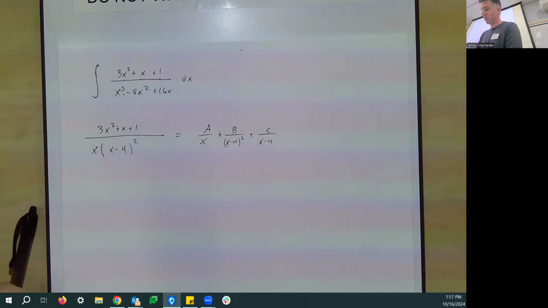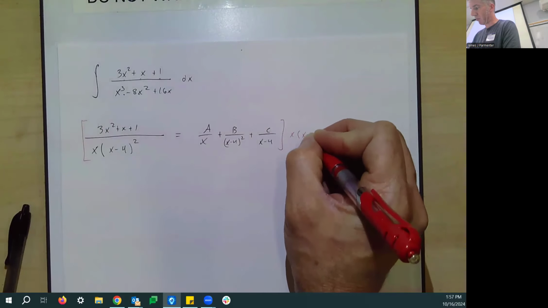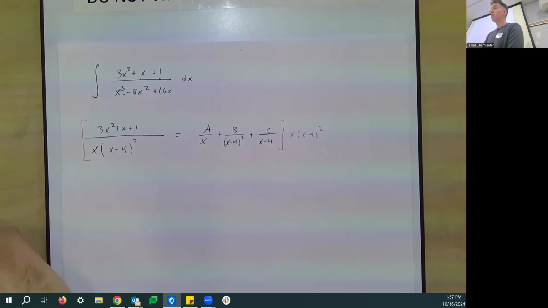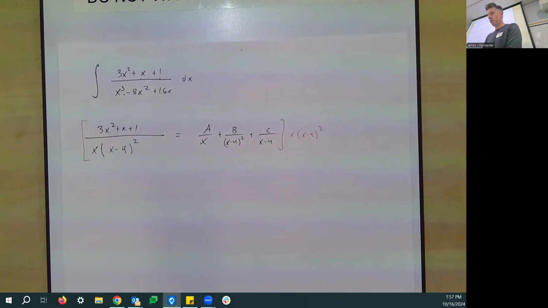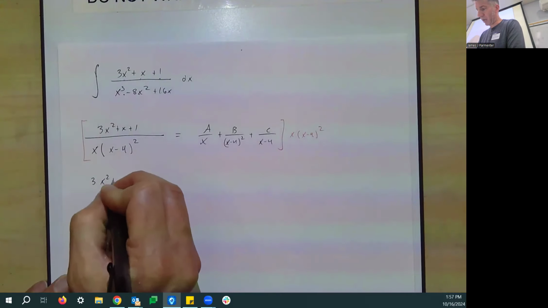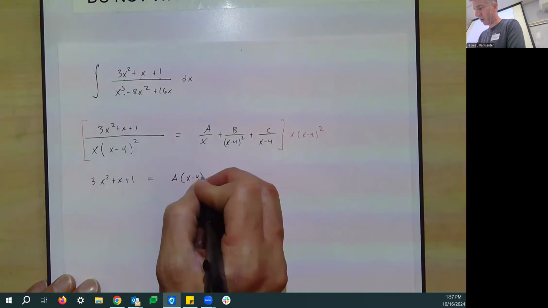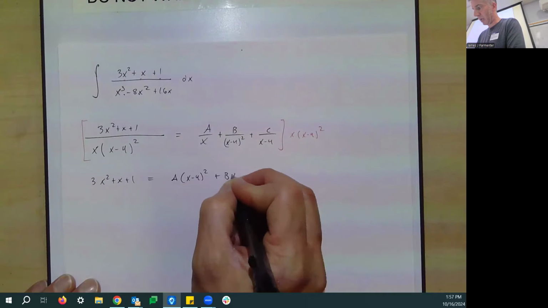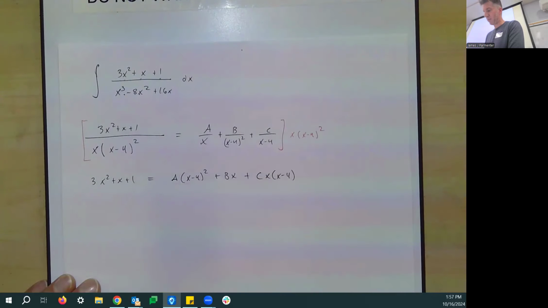We multiply both sides by this common denominator, x times (x minus 4) squared. I'll remind you, most of the pain in a partial fractions problem is the arithmetic and algebra. It's not the integration. That's kind of the easy part. It's dealing with all this. So you have 3x squared plus x plus 1 equal to a times (x minus 4) squared plus b times x plus c times x times (x minus 4) to the first.